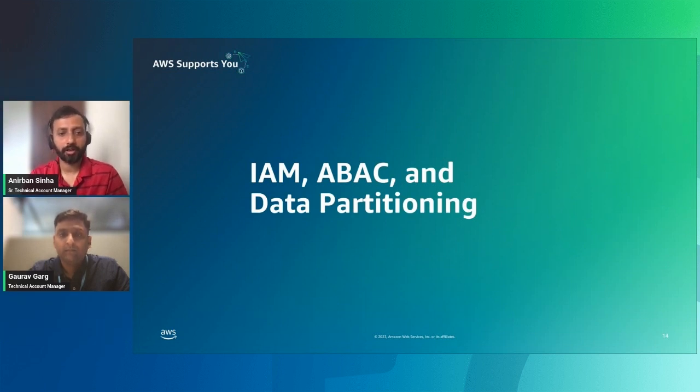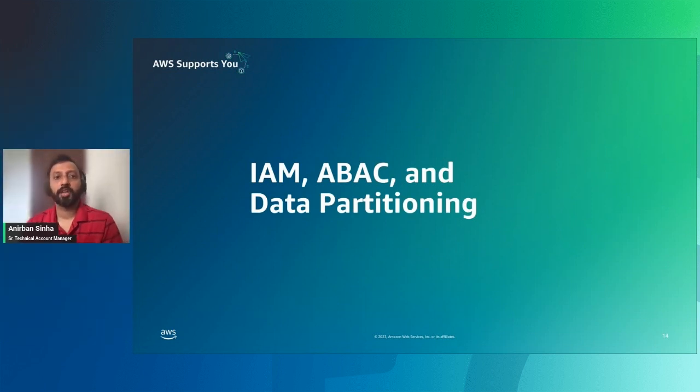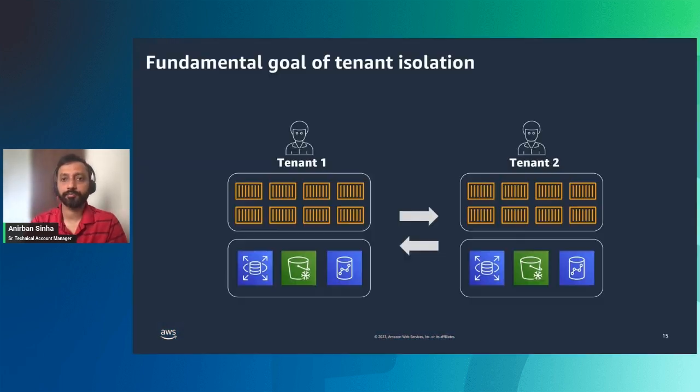Thank you. Okay. So moving on, in this section, I'm going to talk about attribute-based access control and how IAM and attribute-based access control can be leveraged to achieve data partitioning in RDS PostgreSQL. So the fundamental goal of our tenant isolation is to ensure one tenant is prevented from accessing the data and resources of another tenant. Now, let's dive deep into how IAM and tenant isolation work together.